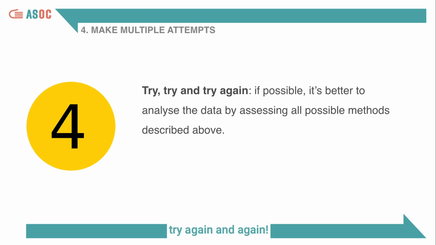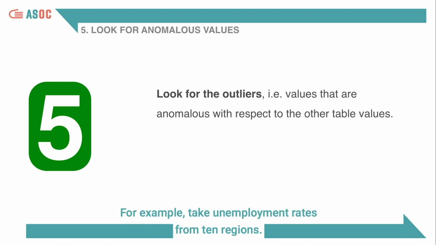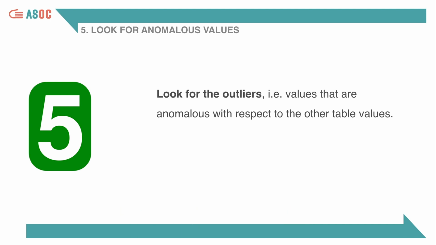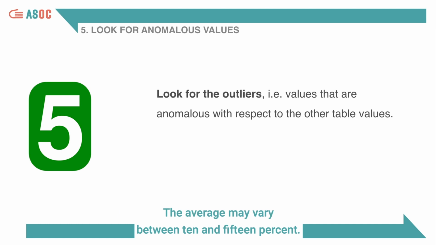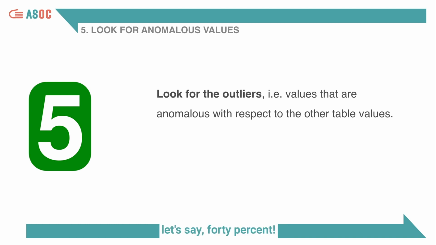Explore many paths. Try again and again. And 5. Find the errors, that is, look for the outliers, which are the anomalous values, which can highlight important pieces of information with respect to the overall context. For example, take unemployment rates of 10 regions. The average may vary between 10 and 15%. Then we find one of these regions has an unemployment rate of, let's say, 40%. This would be the outlier, a figure that differs greatly from the normal trend, and therefore may be worth investigating deeper.